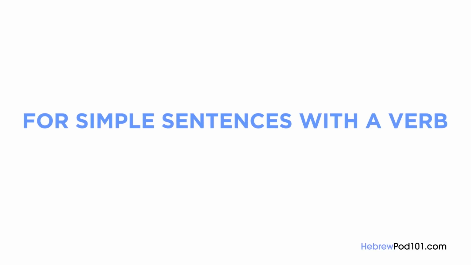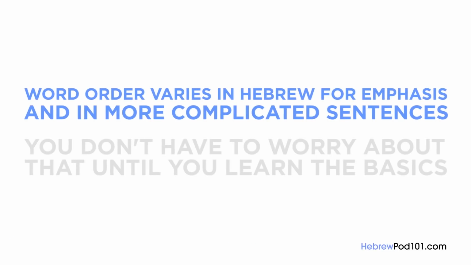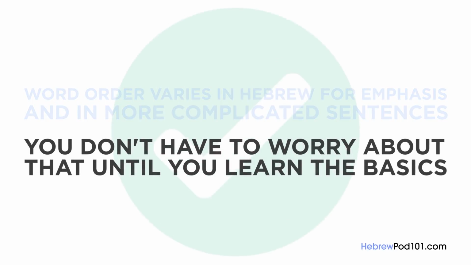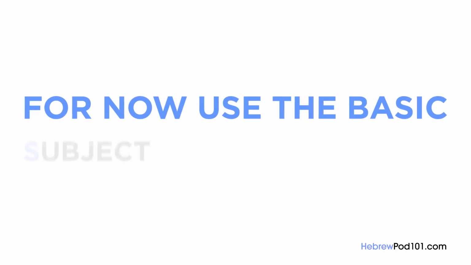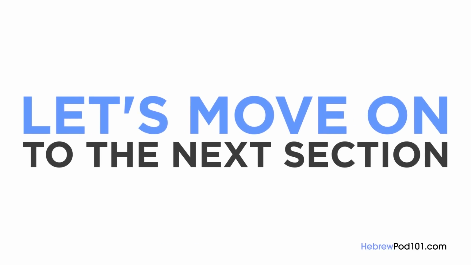In Hebrew, for simple sentences with a verb, the order is the same as in English. Word order varies in Hebrew for emphasis and in more complicated sentences. You don't have to worry about that until you learn the basics. For now, use the basic subject, verb, object form when making sentences in Hebrew. Okay, let's move on to the next section.